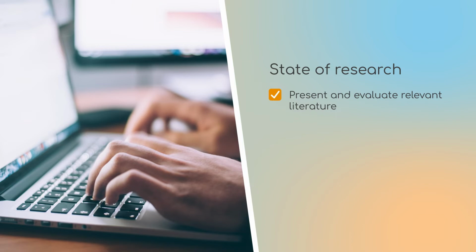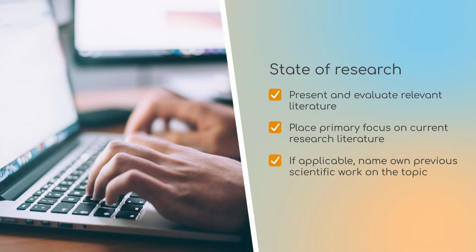Insofar as you are tracing how the subject area in question has developed in research, you can also use older literature. But the primary focus should be on current literature. By the way, if you have already done scientific work on the topic, for example as part of a bachelor's or master's thesis, you should also mention this at this point.